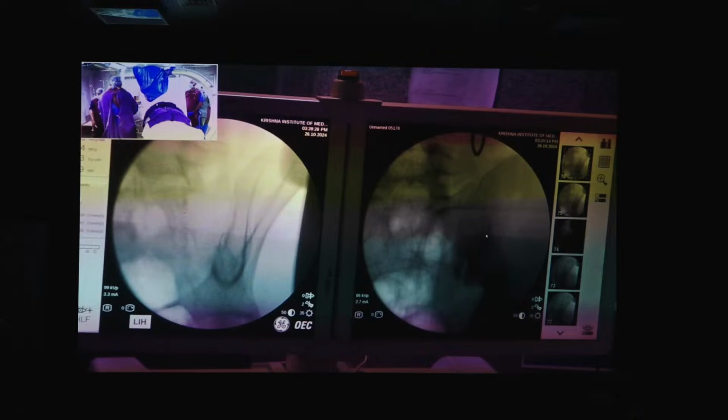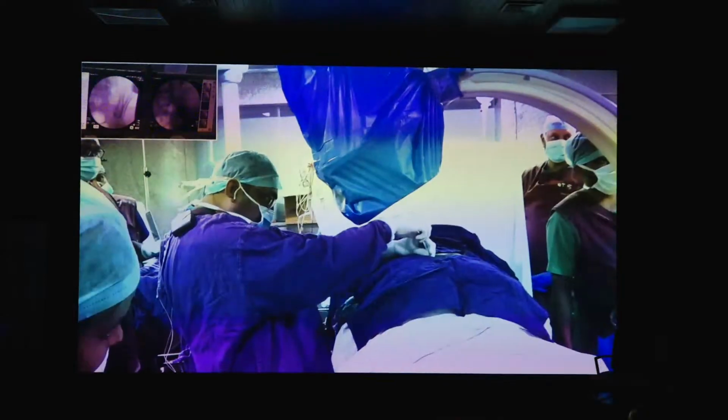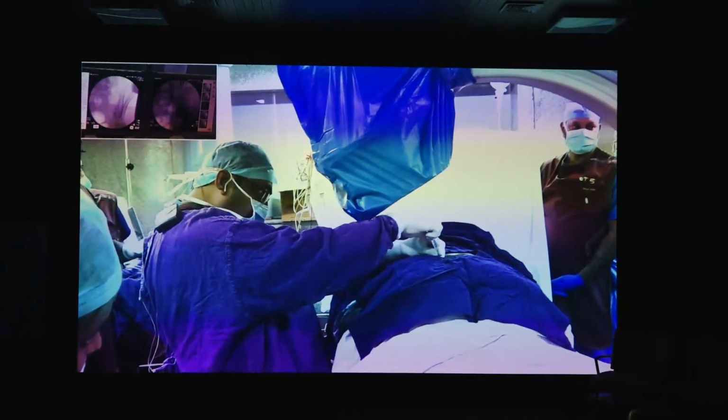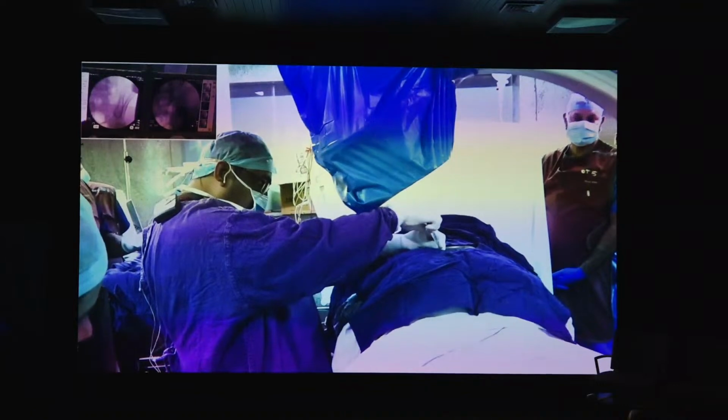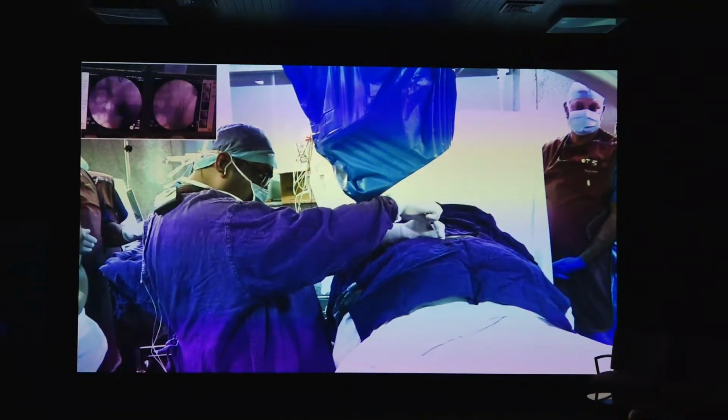So now I'm trying to give some half cc of contrast. Sometimes when you're giving it, the patient might jump because it's so tight. It can be a pain generator. Because of that, there is a high chance that the patient may get some pain.